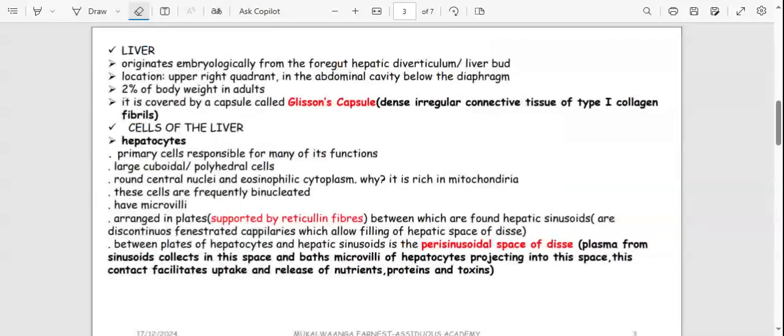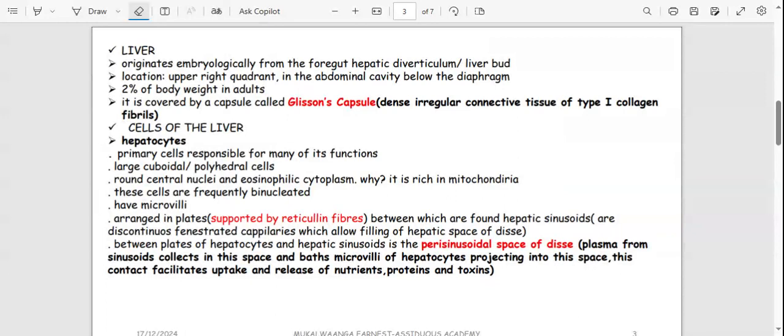Not wasting much time, we're going to go direct into looking at the cells that make up the liver. So number one, we have the hepatocytes. What do you need to know about the hepatocytes? Number one, you have to know that these hepatocytes are the primary liver cells that are responsible for so many liver functions that we know.